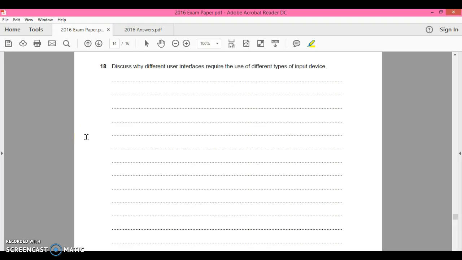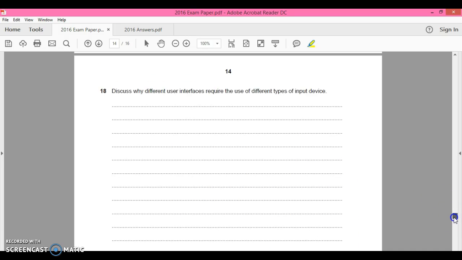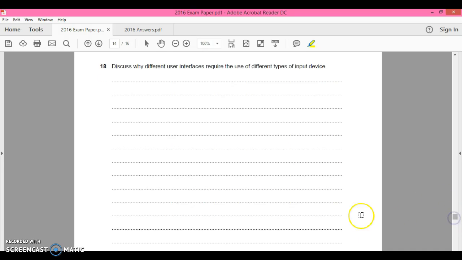Final question. Discuss why different user interfaces require the use of different types of input device. And it is an 8-mark question. Now, I think looking at the way they've worded that question, it's enough to frighten anybody. But it's not what they're asking. It's the way they're asking it.